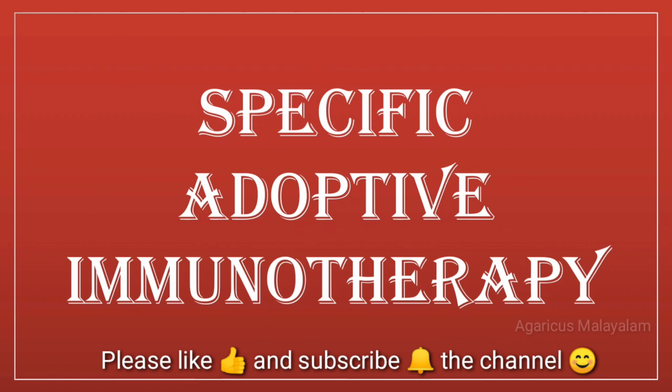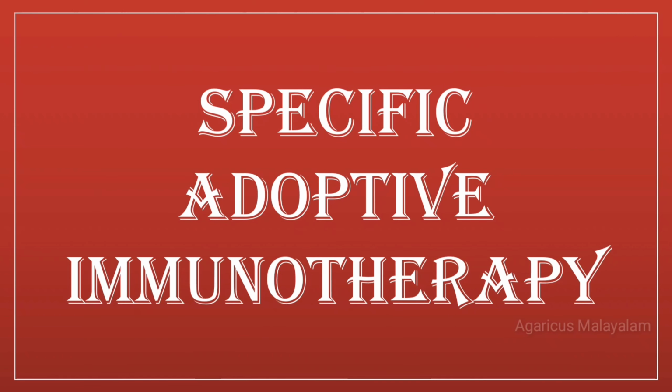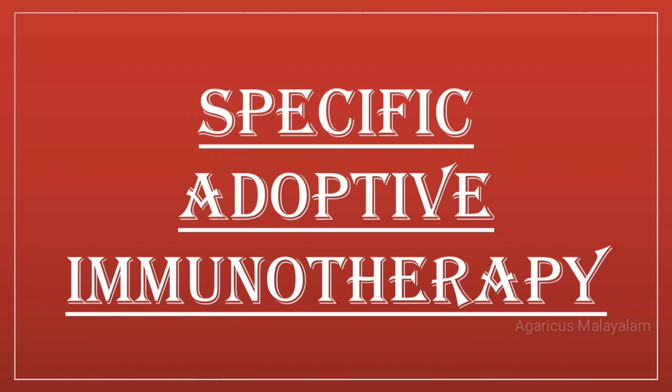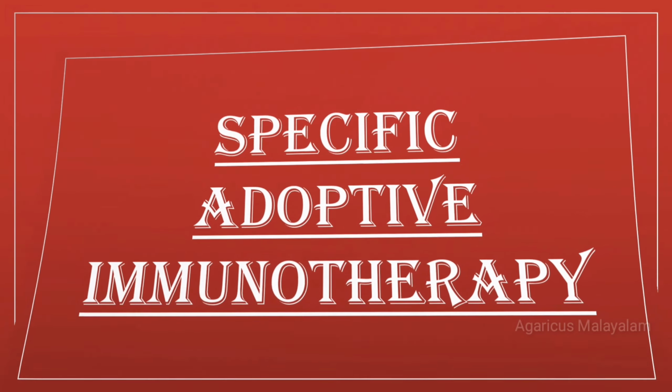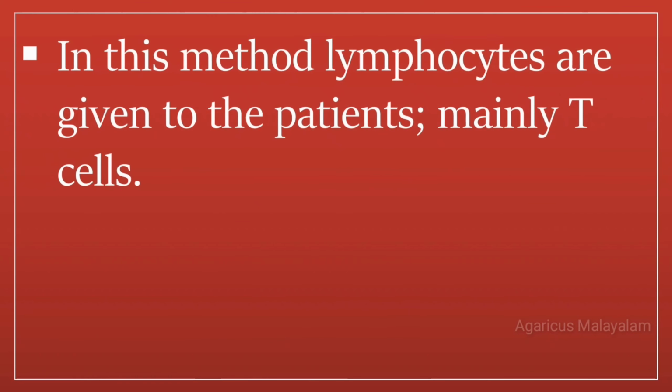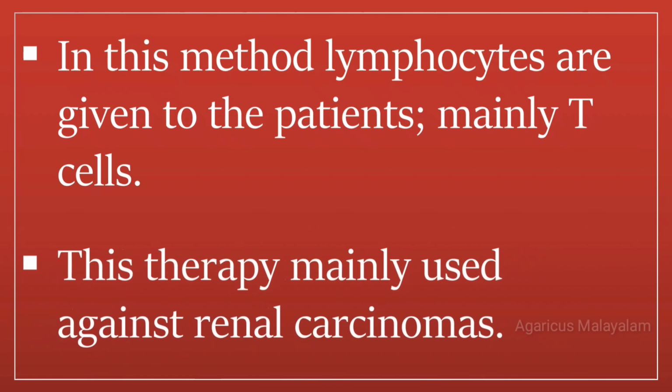Next, we are discussing specific adaptive immunotherapy. In this method, lymphocytes are given to the patient, mainly T cells. Lymphocytes means white blood cells. This therapy is mainly used against renal carcinomas.